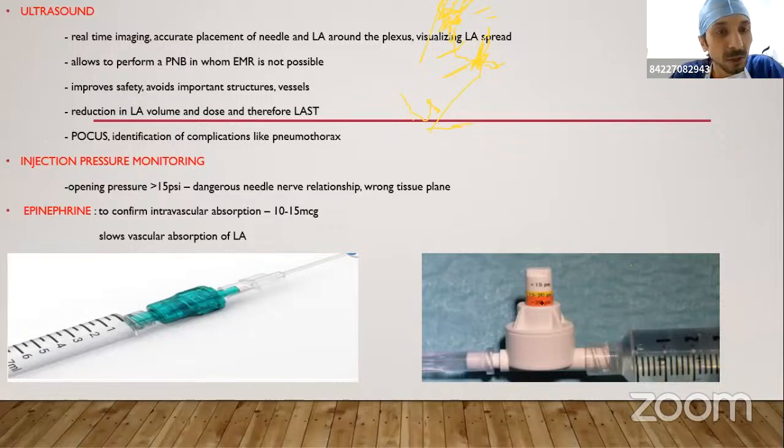Third tool that we can have for monitoring is epinephrine, where we can use epinephrine with some local anesthetic, as it would help in intravascular absorption confirmation by increasing the heart rate by 10 to 15 beats, or increasing the systolic pressure by around 15 millimeters of mercury. 10 to 15 micrograms of epinephrine is what we routinely use with other local anesthetic as the test dose.